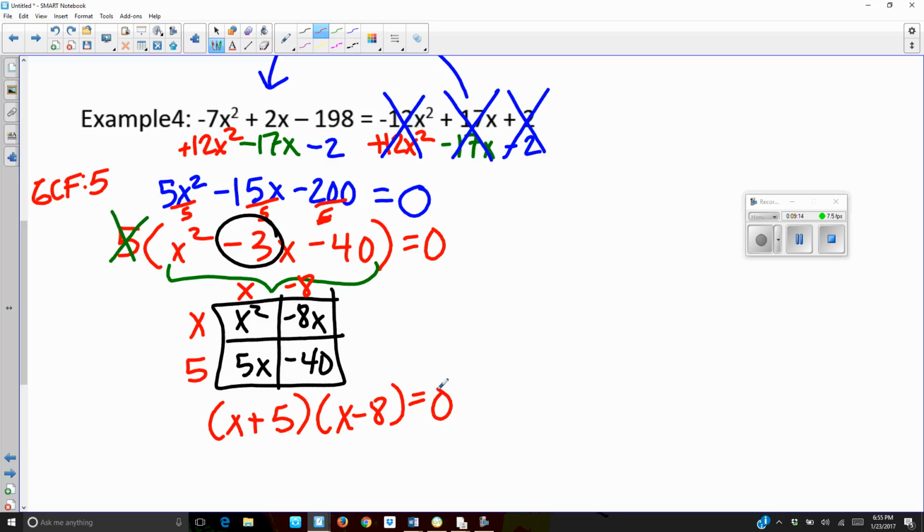Your final step is to set each one of those factors equal to 0. So we may get to this point where you don't really need to show this last step here. But x equals 8 is one solution, negative 5 is the other.